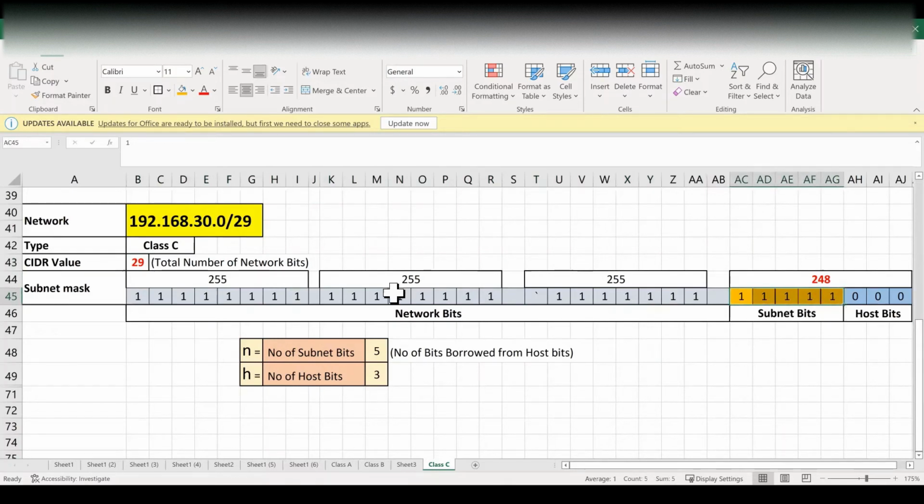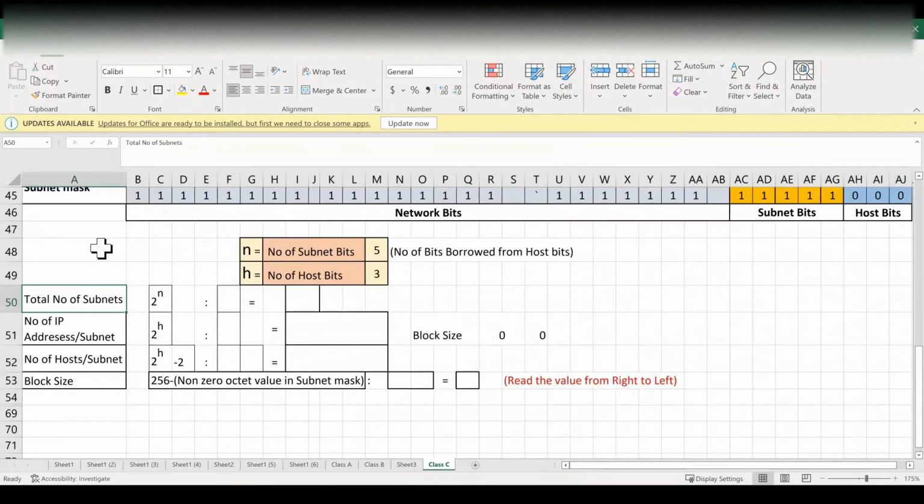So the subnet mask value has changed. Here you can see in the fourth octet, the value changed from 0 to 248. So the number of subnet bits is 5 and the remaining host bits are 3. Now we are going to find the total number of subnets. The formula is 2 power n, where n is the number of subnet bits. In our case, it is 5. So 2 power 5 is equal to 32. So we can create 32 subnets from this network.